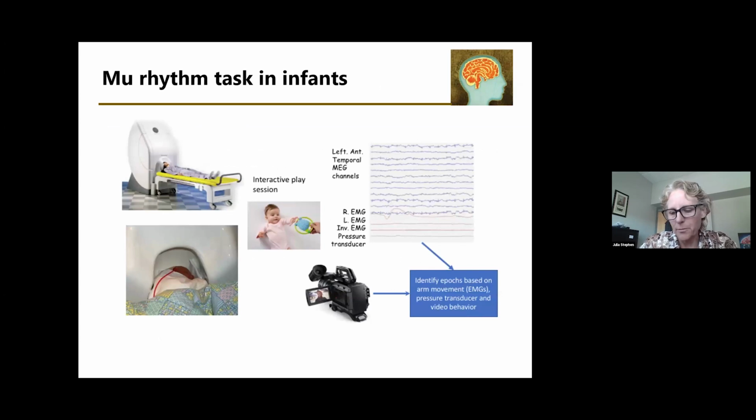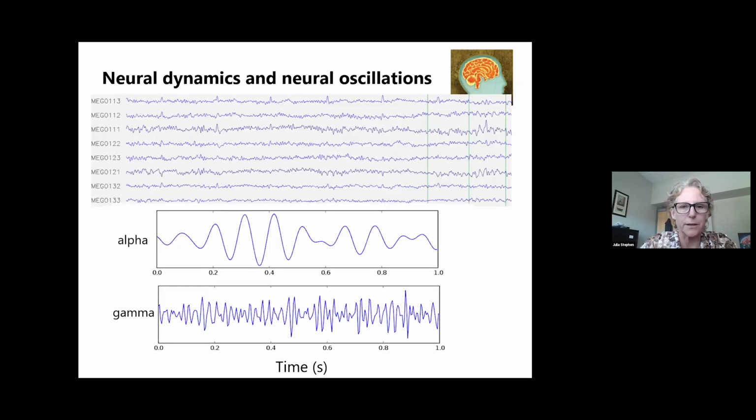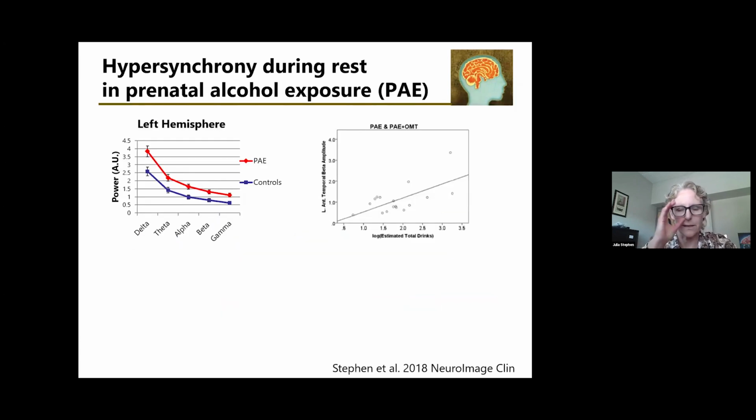So we looked in infants, trying to understand the neural dynamics. Similar to EEG, this is what MEG signals look like, and you can identify different periods of neural oscillations, and that's what we had done with this particular study. This was looking at periods of rest in infants while they were sitting there in the scanner awake.